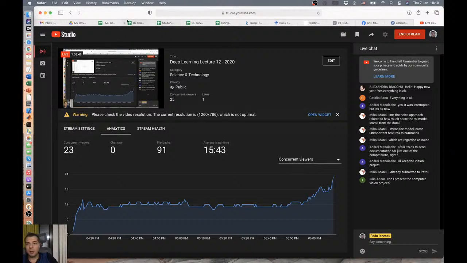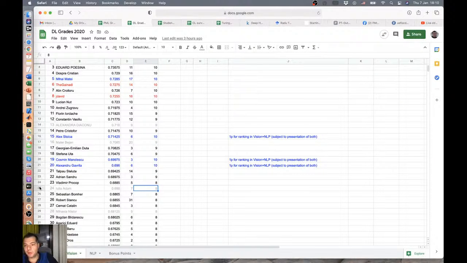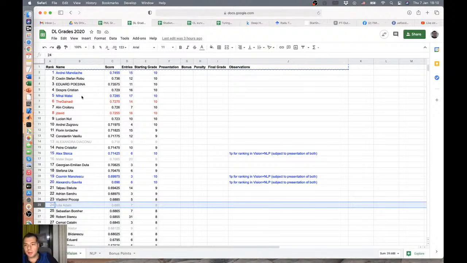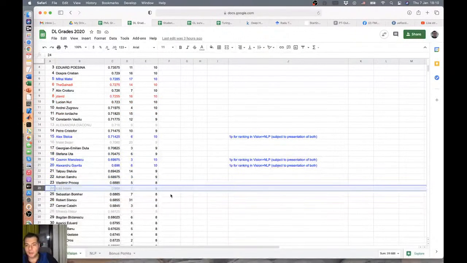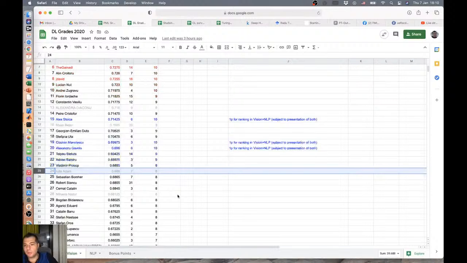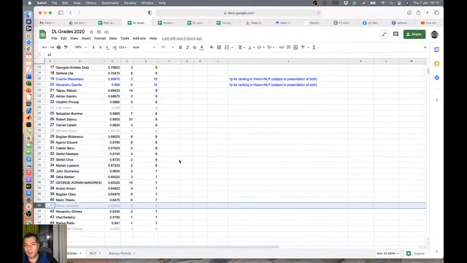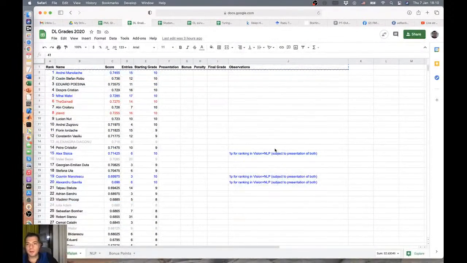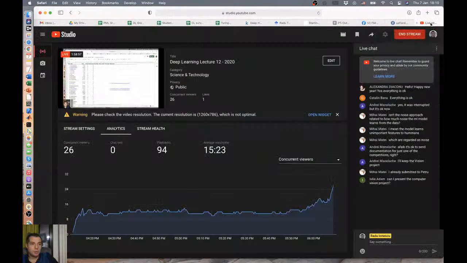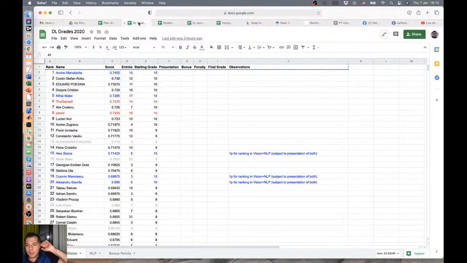So I made the supposition that you would prefer to present the project with the higher grade. But if you want to present the other project for some reason, you can do it and you will start from the lower grade. So even the persons that are grayed out, they can choose to present the other project, but the starting grade will be lower. So if you accept that, yes, you can present whatever project you want. Okay, so I think this is what I wanted to say.